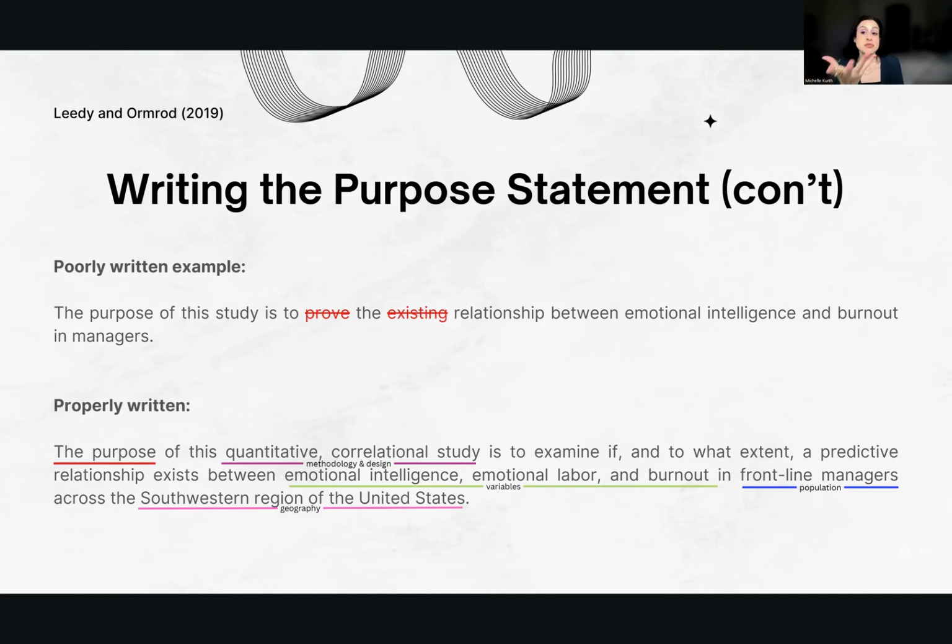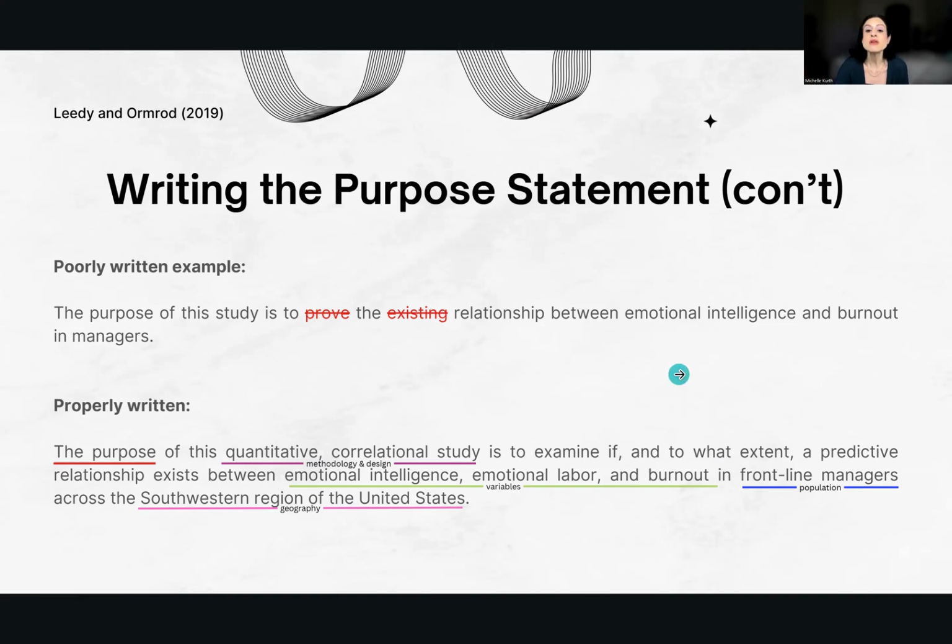And then my third research question could be, do emotional intelligence and emotional labor collectively together predict burnout in frontline managers? I might say my alternative hypothesis is, yep, there is a predictive relationship. There's a significant relationship there. And then my null is no, there's not. So that is really how I want to ask that research question and state my hypotheses, and I want to do that before I actually collect data.